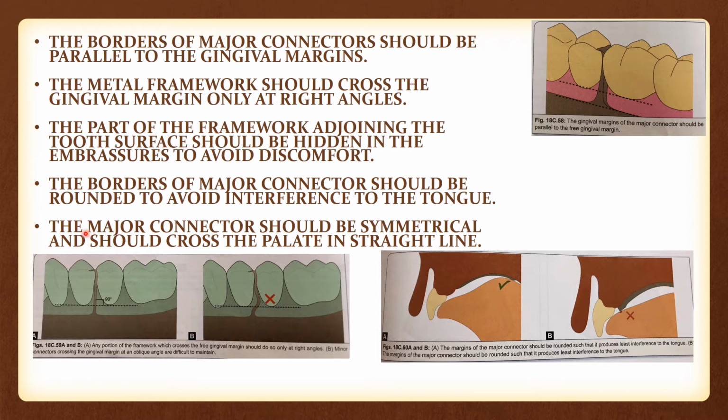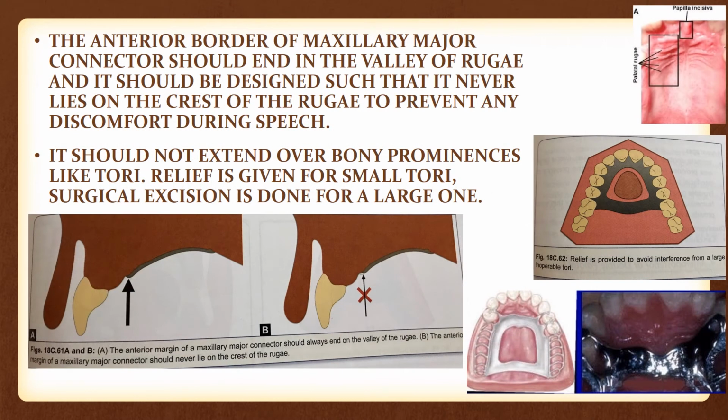The next is the major connector. It should be symmetrical, and it should cross the palate in a straight line. The anterior border of the maxillary major connector should end in the valley of the rugae, and it should not lie on the crest of the rugae, to prevent any discomfort during speech.